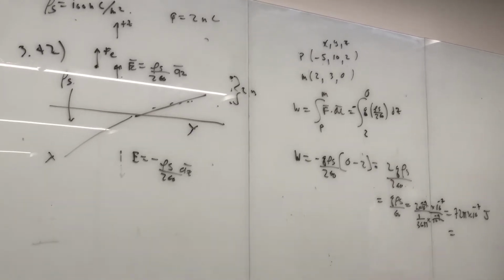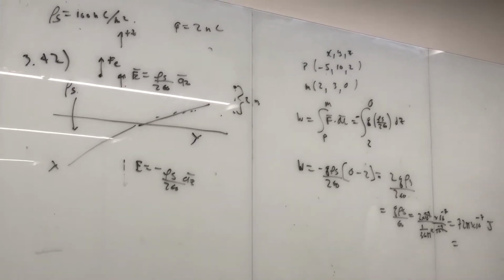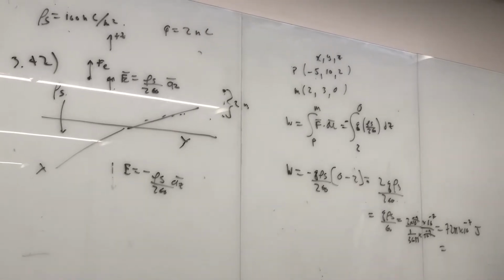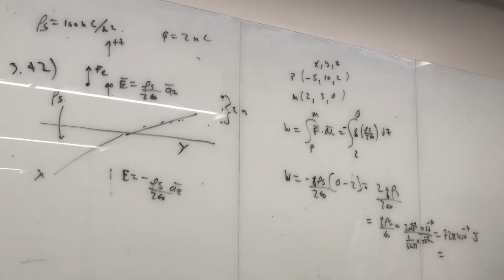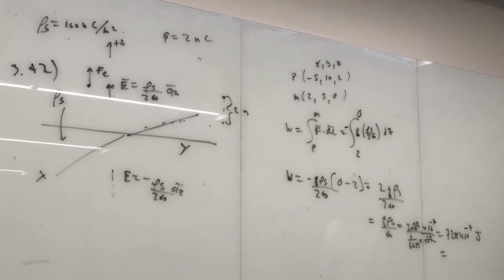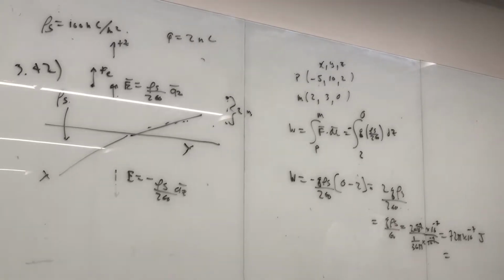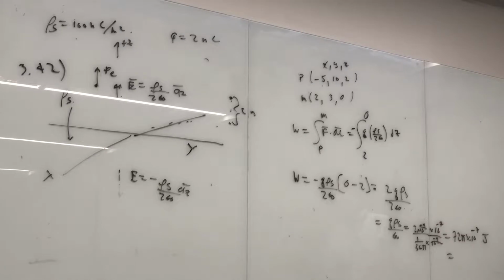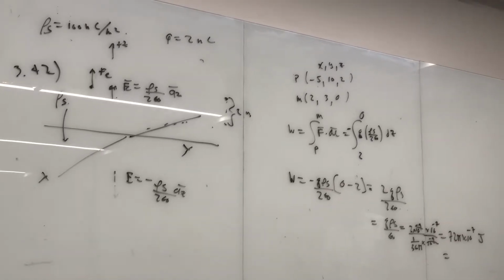Anyone? Going once, going twice. And that came out as, what's that? 23, that's 23. Well, what did I mess up? It is two nanocoulombs, right? Mm-hmm.